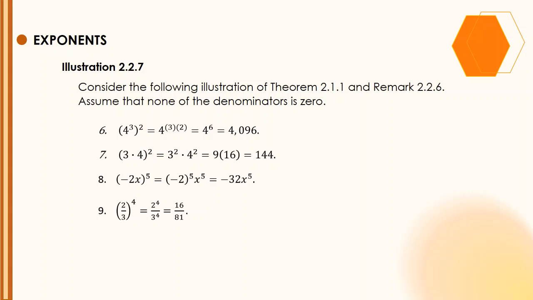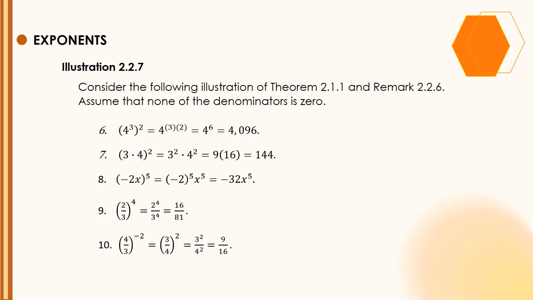Number 10 is (4 over 3) quantity to the power of negative 2. Gamit ang Remark 2.2.6 number 2, baliktarin natin ang fraction sa loob at tanggalin ang negative exponent. That is (3 over 4) quantity squared. Then, i-distribute ang exponent sa bawat isa. We have 3 squared over 4 squared. 3 squared is equal to 9, 4 squared is equal to 16. And this will be equal to 9 over 16.